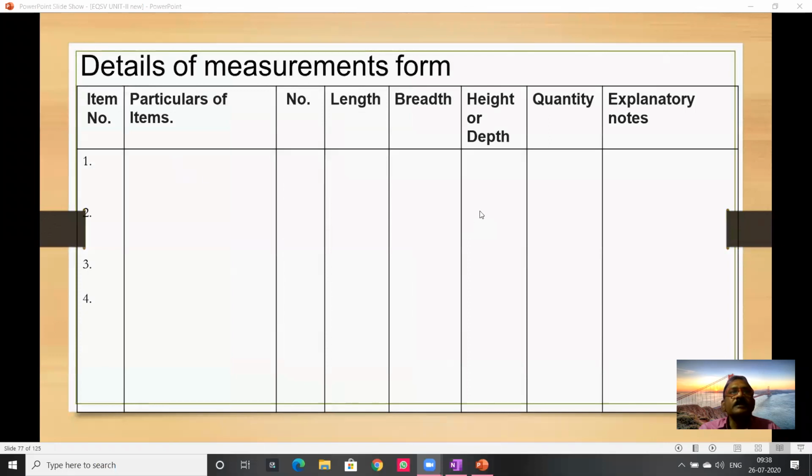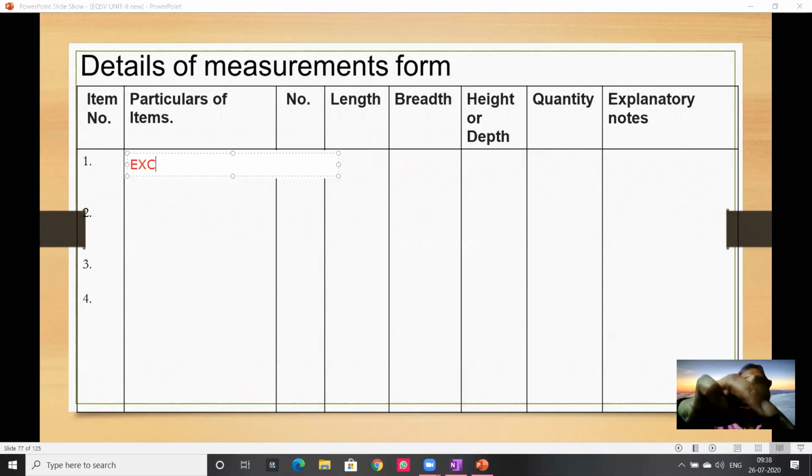Here, these are the detailed measurement forms. After calculating a particular item, the first one is excavation for foundation. You write the details. There are two numbers, as we studied in the two long walls. In the first problem, we got the total length as 6.3 plus 5.3 plus 0.9 by 2 plus 0.9 by 2.